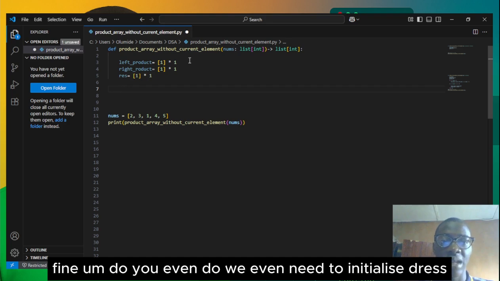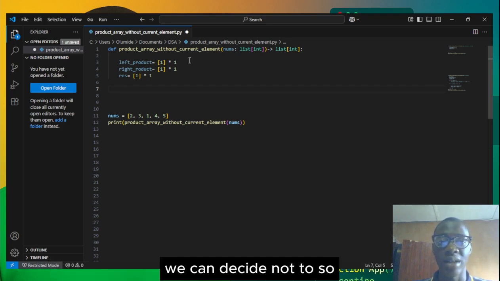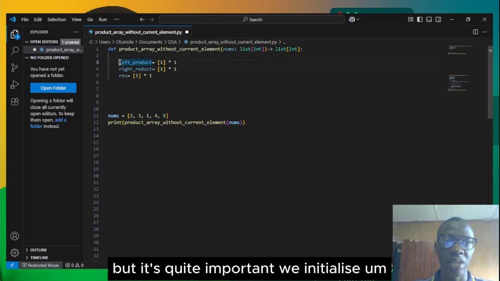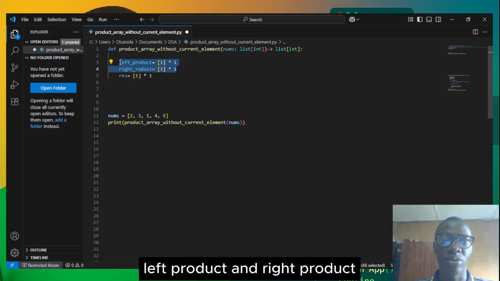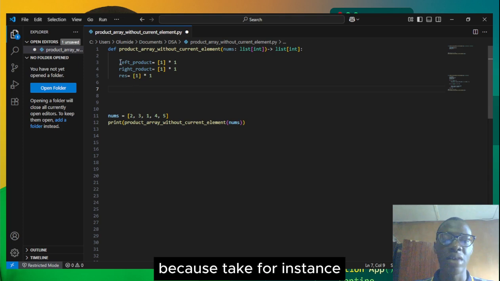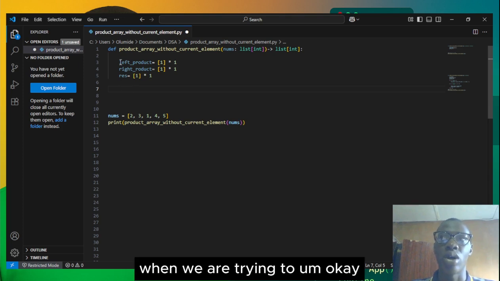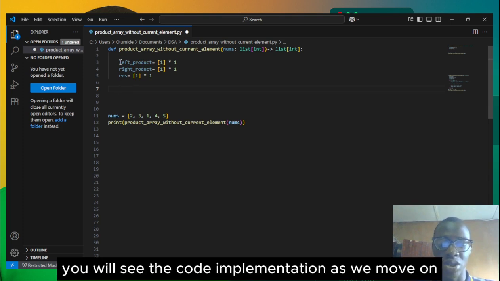Do we even need to initialize rest? Well, we can decide not to. But it's quite important we initialize left product and right product. You will see in the code implementation as we move on.